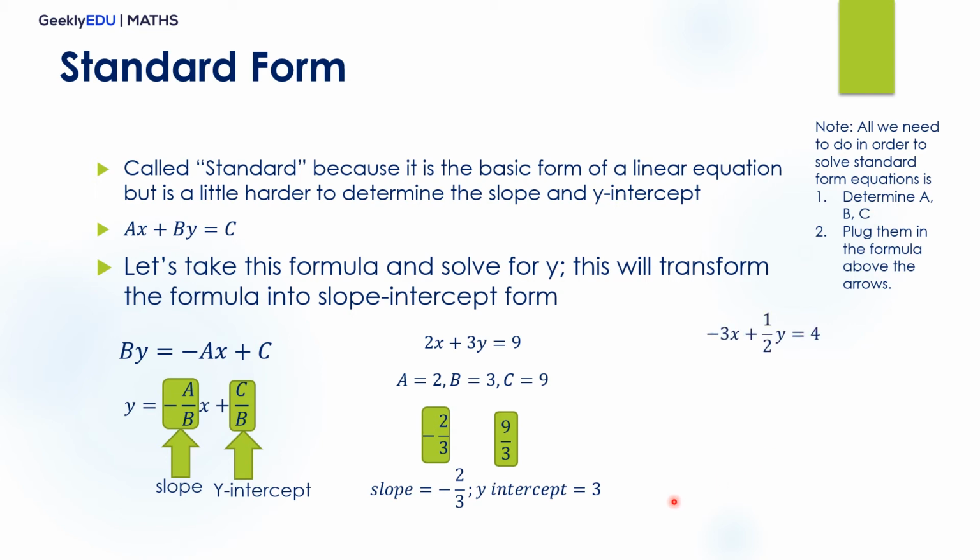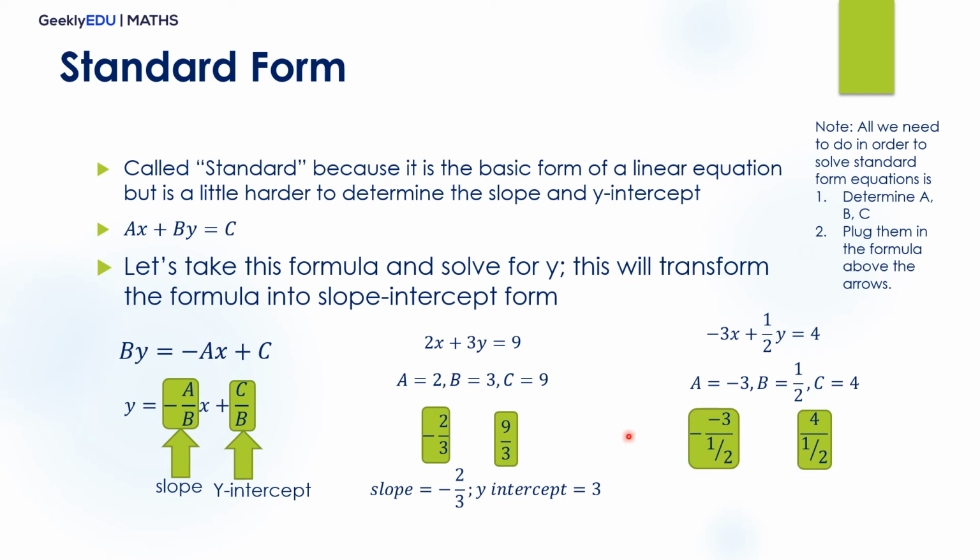One more example. Negative 3x plus half of y equals 4. This fraction means nothing. Steps are the same. So again, first step, what's our a, b, and c? My a is negative 3, my b is 1/2, and my c is 4. So now we need to plug these three letters in here. So my negative a over b ends up actually being this, negative 3 over 1/2, and my c over b is 4 divided by 1/2.